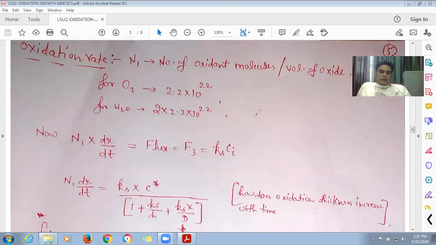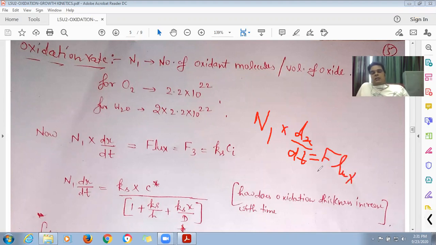Now, if I multiply this N1 by the rate of change of thickness of the oxide layer, that is dx/dt, this is nothing but the flux. Now what is the flux at equilibrium? It can be equal to F1, F2, F3. So I am equating it to F3, and F3 was nothing but Ks into Ci.